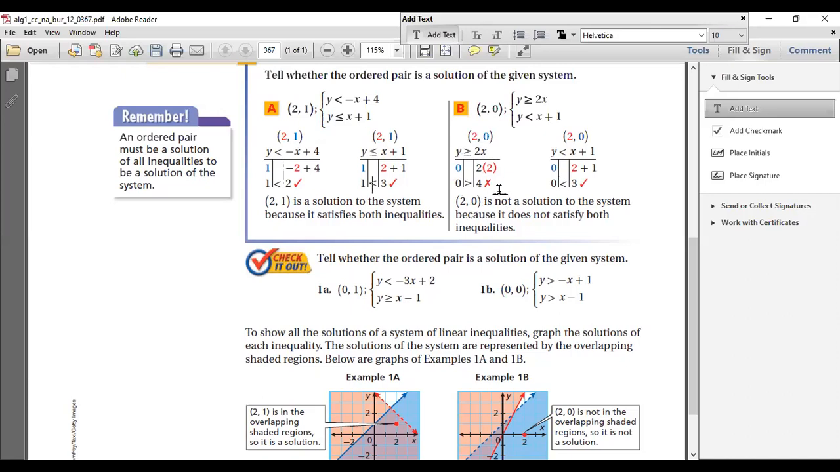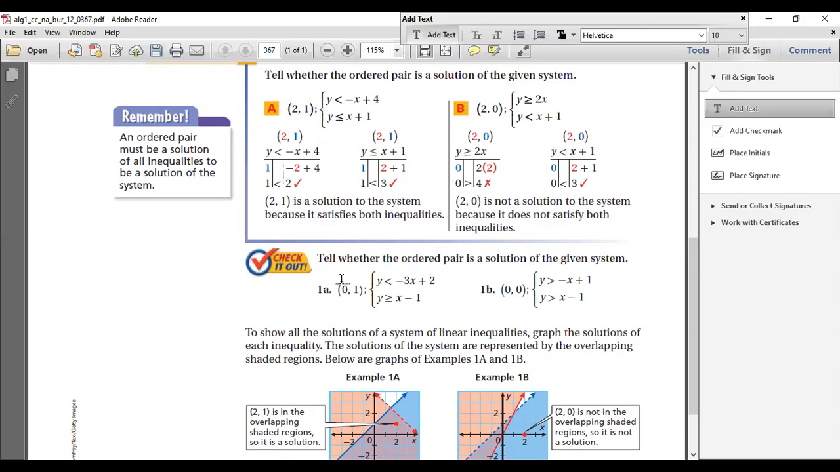Okay, so when the first one itself is wrong, there is no point in going and checking for the other one. You have to check the other one only if the first one is correct, to see if the other one is also correct. If the first one itself does not satisfy the inequality, then what's the point in checking the other one? So you just say it is not a solution to the system. That's all. Okay, so let's solve this question together.